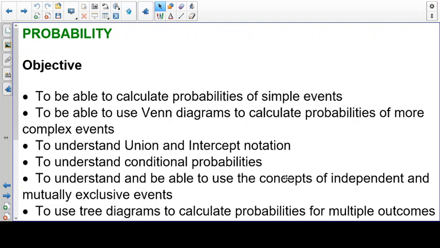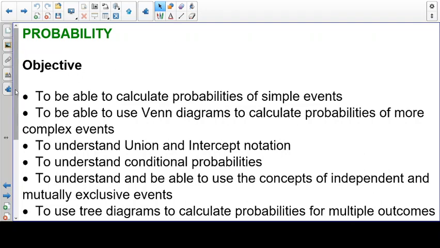Hi, this is the first video for the probability. Both Year 1 and Year 2 probability have been bunched together to make one topic. So some of the exercises that are referenced in these videos will be from Year 1 and some will be from Year 2. So you need to look out for that and use the correct Active Learn book when you're doing your exercises.